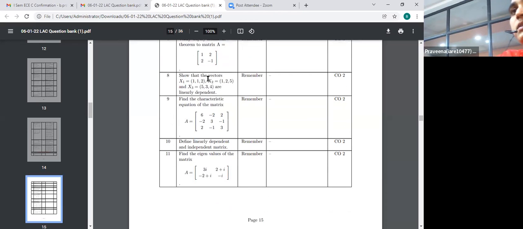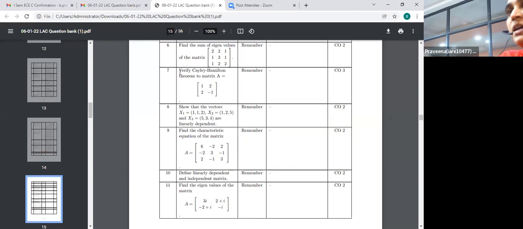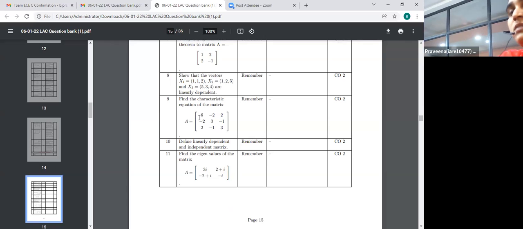Next, seventh question. Verify Cayley-Hamilton theorem to the matrix. This is simple for the 2 by 2. Next, eighth question. Show that the vectors x1, x2, x3 are linearly dependent. Okay, we have done this type of questions also. What is the concept of the linearly dependent? Det A is equal to 0 or not equal to 0?